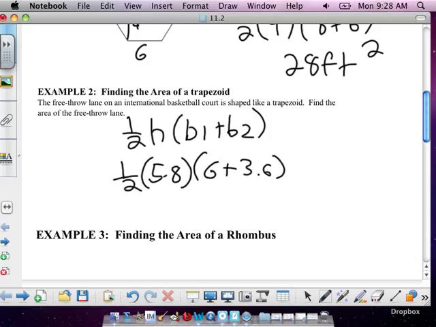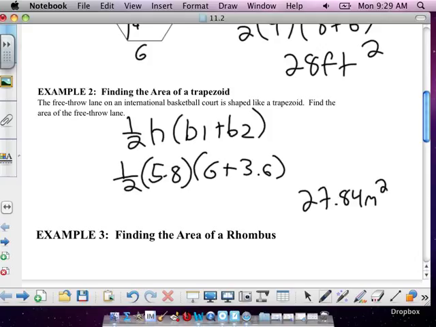So again, as long as you put parentheses around those additions, those bases, you should be good. So 1/2 times 5.8 times parentheses 6 plus 3.6. And we get 27.84 meters squared.